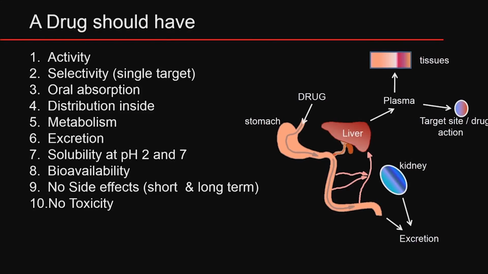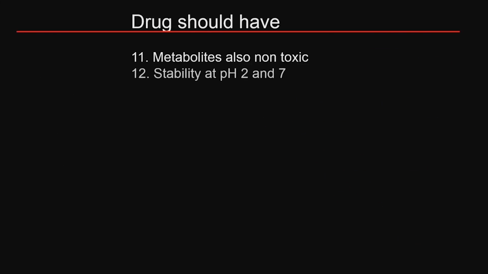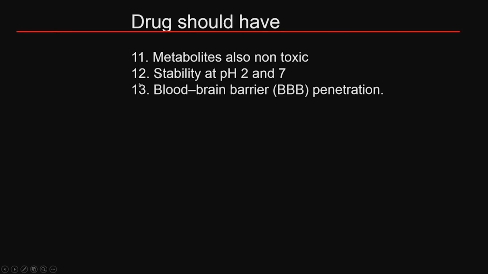So, there are 10 points which we saw and it is not complete, you are going to see some more of them. Metabolites also should not be toxic because the drug may not be toxic, but it degrades into smaller molecules which may be toxic. The drugs should be stable, just like soluble at these 2 pH conditions, it should also be stable at these pH conditions. Suppose there are ester bonds or amide bonds, they may start degrading or getting hydrolyzed at acidic pH.